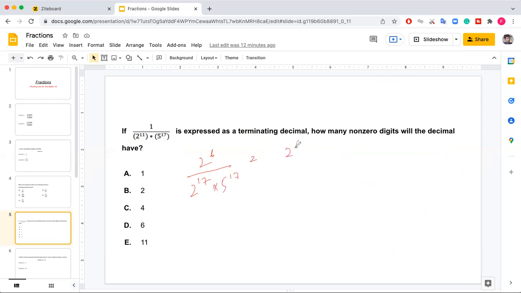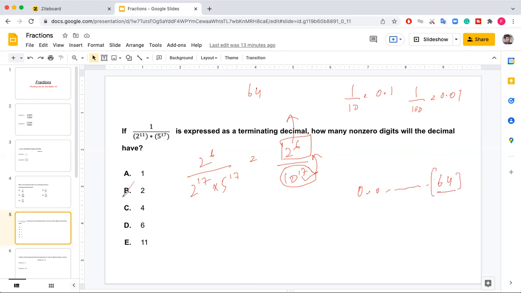Right. This is 2 power 6 and this is 10 power 17. The result of this will always be 0. For example, 1 by 10 is 0.1 and 1 by 100 is 0.01. Right? So for these the result is 0. Only we have this non-zero portion, that is 2 power 6, which is 64. So the result will be 0.0 something something up to 64. Right? And we have only two non-zero digits. That's why the answer to this question is B. Yes, I got it. Okay.